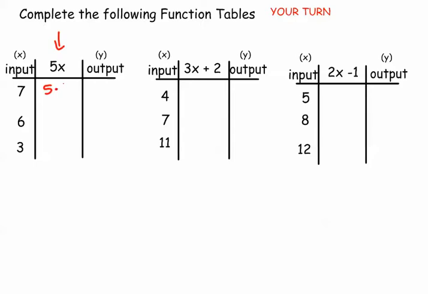So that's 5 times 7 equals, let's look at this one. This would be 3 times 4 plus 2. That's 12 plus 2. And this one would be 2 times 5 minus 1. All right, you finish them up and come back when you have your answers completed.